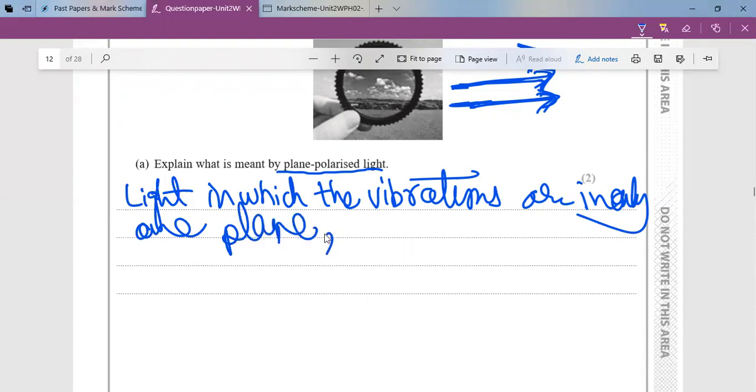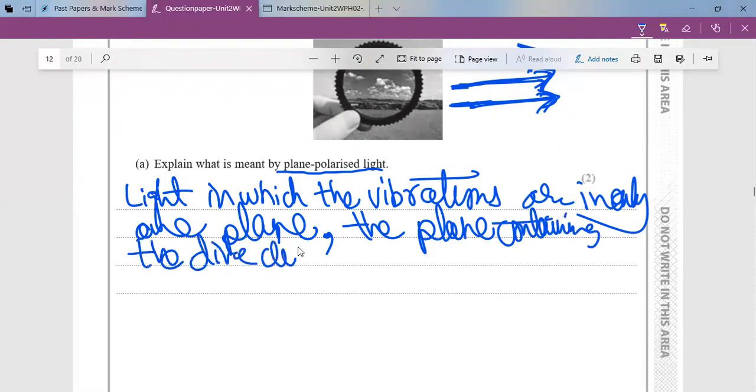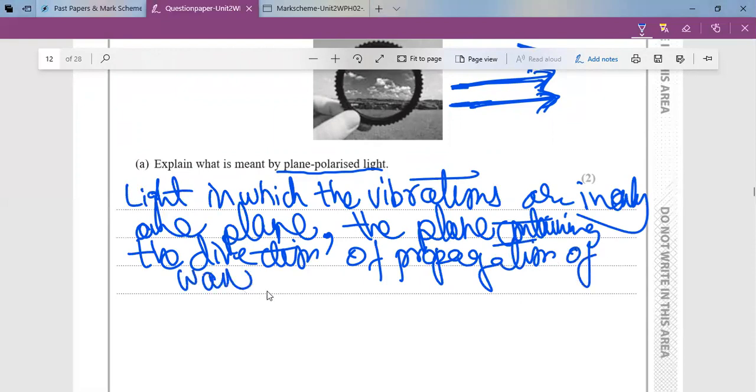And which plane is it? The plane containing the direction of propagation of the wave. I hope you know what a plane is, right? Yeah. This, for instance, is a plane, and if a wave is moving within that plane, then all the vibrations are in this plane only and not going up or down or diagonally or in any way other than this plane. Okay.